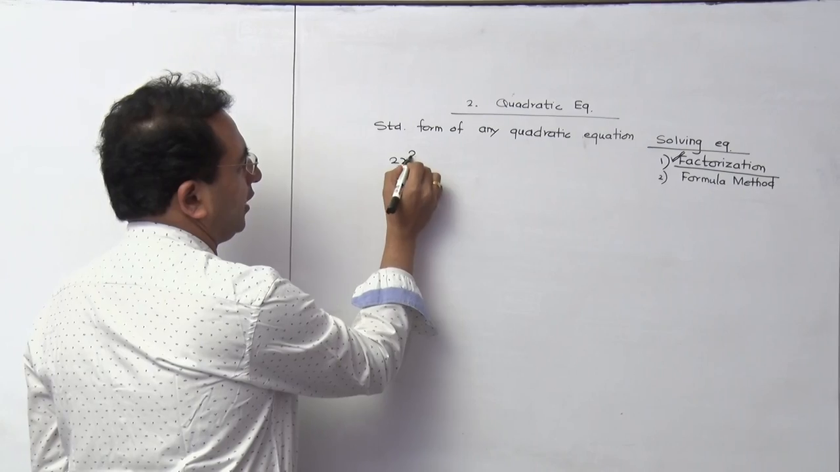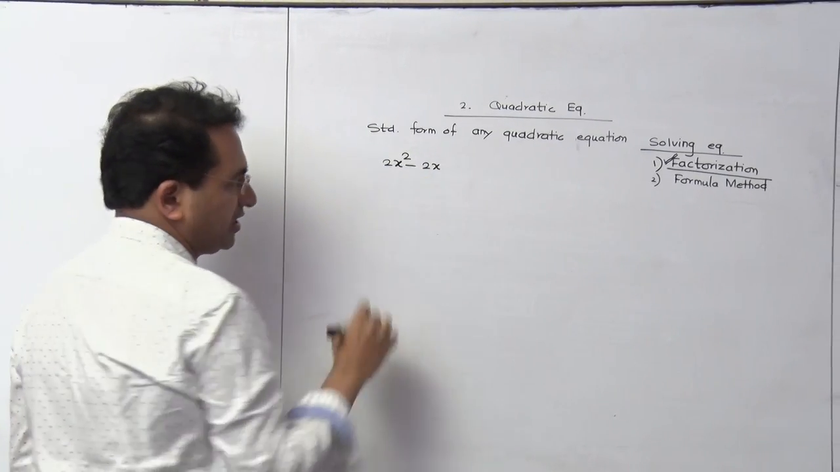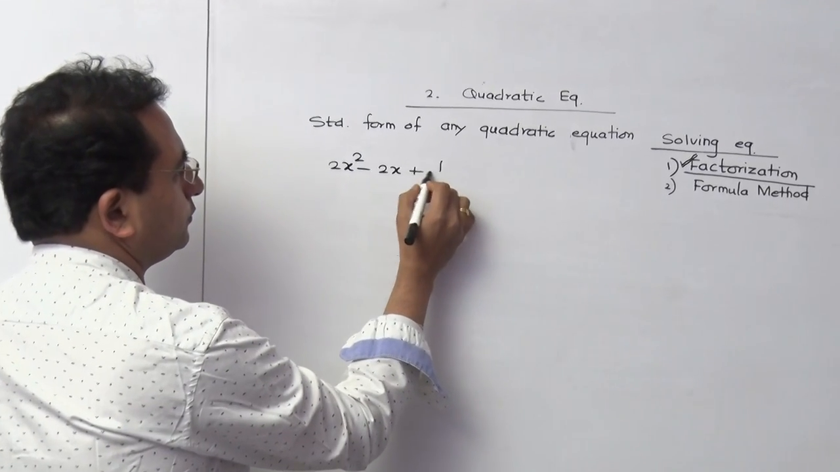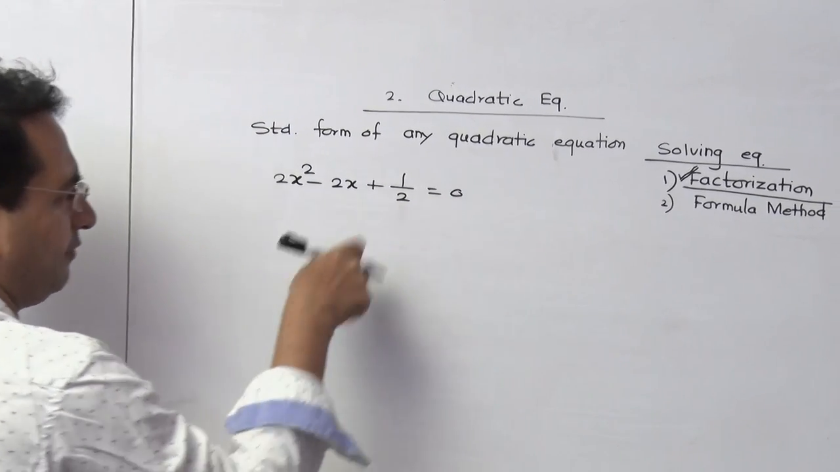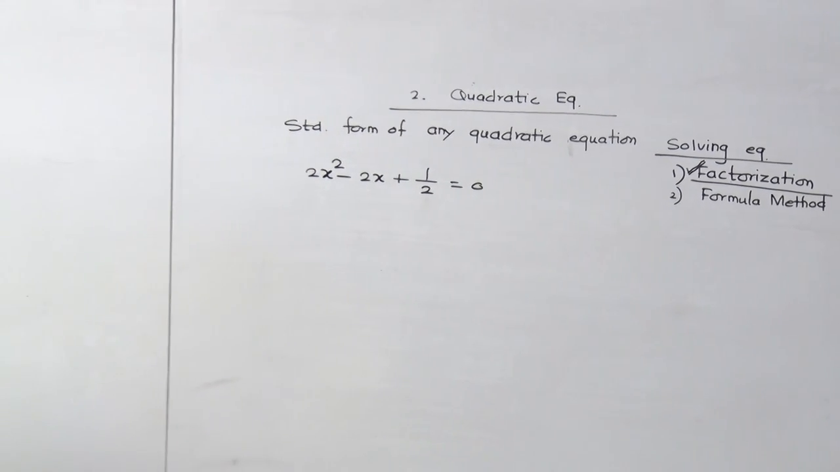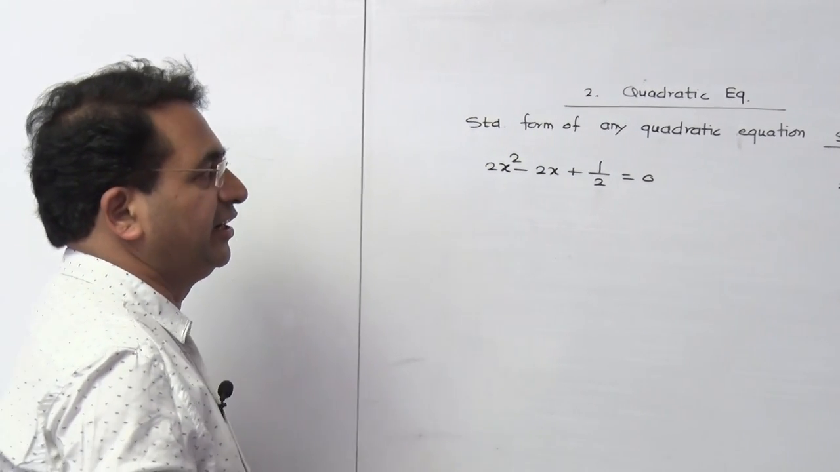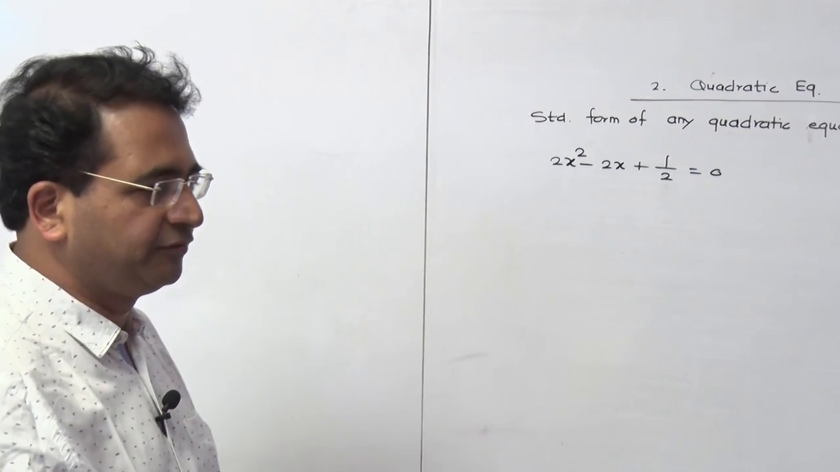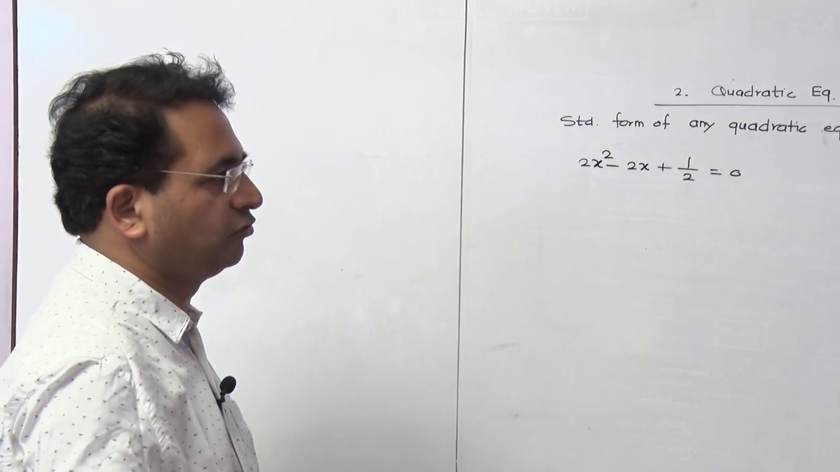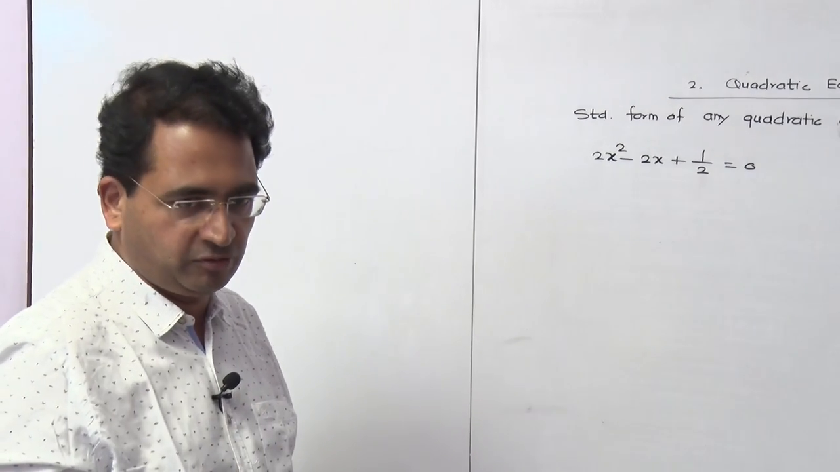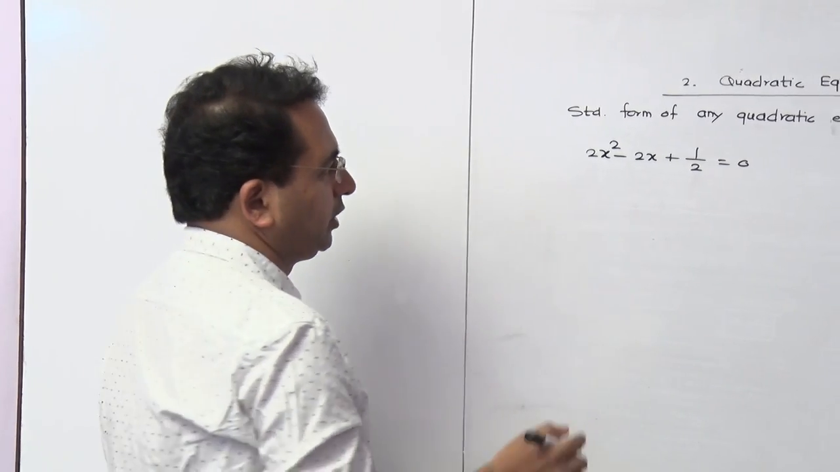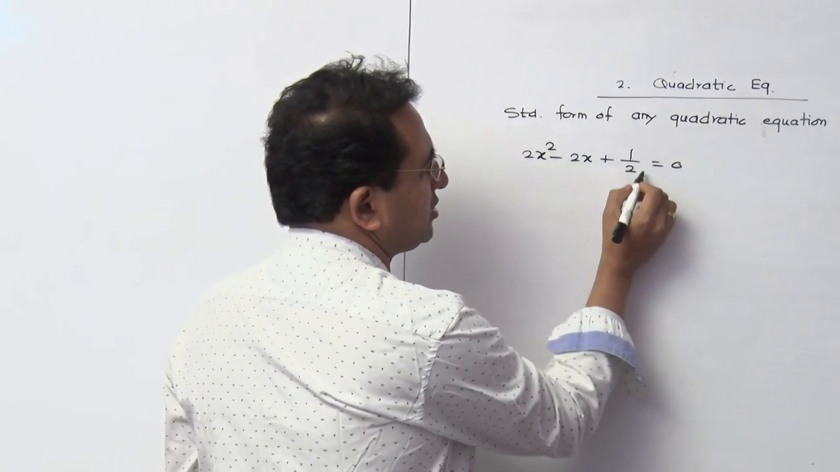It is 2x square minus 2x plus 1 by 2 is equal to 0. See, these are all a few selected sums from the textbook only. But why am I taking this? Because the majority of the students take 1 by 2 as it is. I am of a different opinion. I already told you in simultaneous equations also, avoid fractions as far as possible, because that will make the calculation much easier. Now what I will do, I will avoid this 1 by 2.